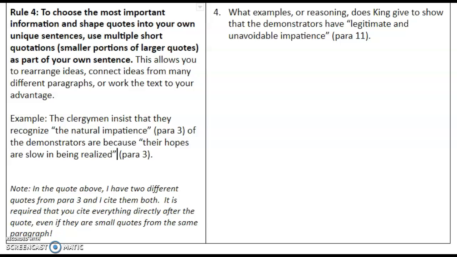What examples or reasoning does King give to show that the demonstrators have legitimate and unavoidable impatience? And if you struggle with using multiple portions of the text, start basic. So you could say, King gives multiple examples when he says that blank, give a quote, and blank, give a quote. Or blank because blank. In the blank, you would put those smaller portions of text. All right, please submit this before you do your tone quick write.